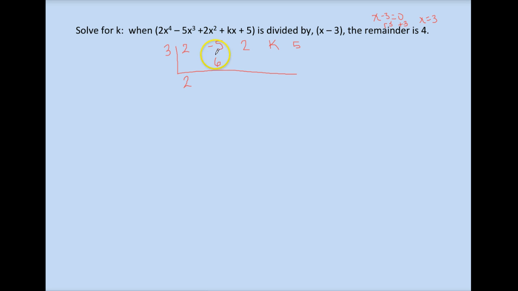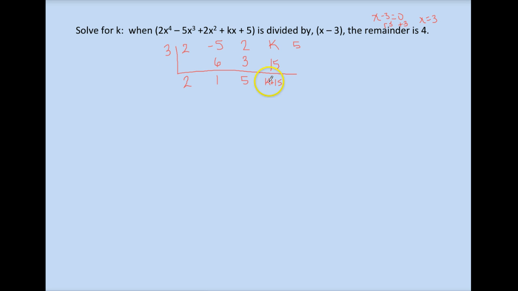And then you add. -5 plus 6 is 1. Then we multiply again. 3 times 1 is 3. You place that under the next number. Then you add. 2 plus 3 is 5. Then we multiply. 3 times 5 is 15. You place that under the next number, and then you add k plus 15. Well, they're not like terms, so I can't combine them. All I can really do at this point is write k plus 15.